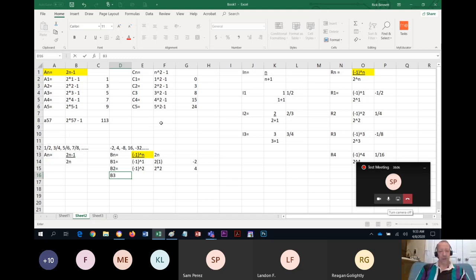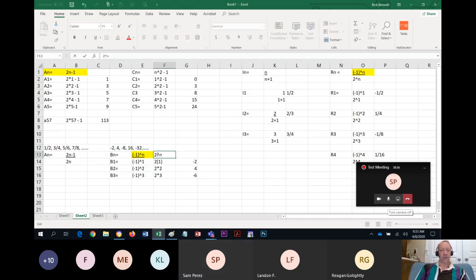B sub 3 equals -1 to the third power, and then we're going to get 2 times 3, which is 6. It is negative, but 6 is not 8. So it worked good for the first two, but not for the third one. Does that make sense? It's going to be 2 to the n power. Yeah, 2 to the n.